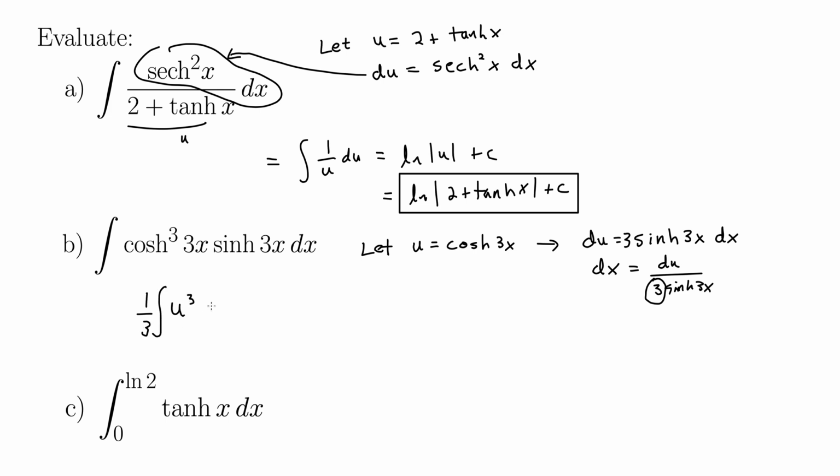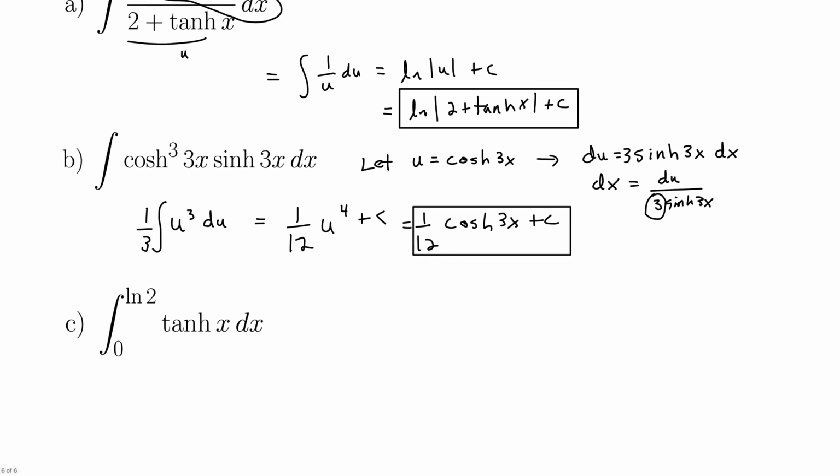u cubed du. Then the power rule for integrals tells us to raise this to the 4th power and divide by 4. That gives us 1/12 u to the 4th plus c. But of course we need to plug in for u, so we get 1/12 cosh to the 4th of 3x plus c, or you could write this as cosh to the 4th of 3x over 12. Okay, moving on to part C.